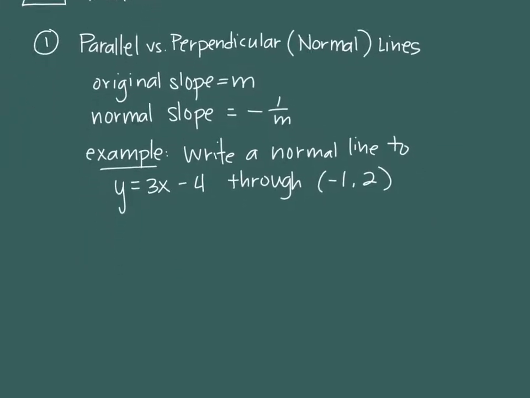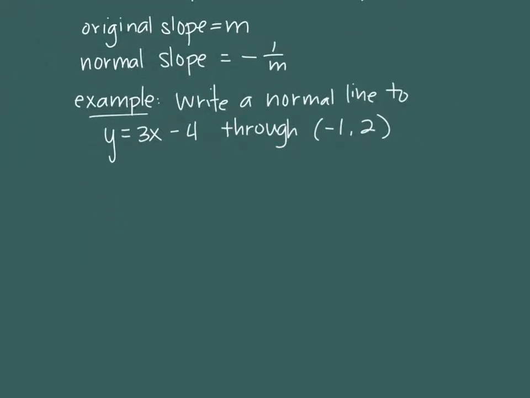And so what you would need to do is say, all right, identify what the slope is. And so you can tell pretty easily that the slope is going to be 3. And so the original slope is going to be equal to 3. And so that means the normal slope would be the negative reciprocal of that. So that's negative 1/3. Now to use that normal slope through a different point, you need to use the point slope form of a line.